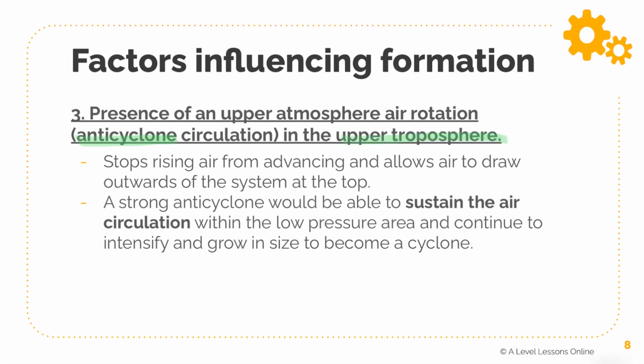So this is basically above the actual cyclone that is being formed. This actually stops rising air from advancing and allows air to draw outwards of the system at the top. So think of it like an anticyclone. It's like a barrier that is being formed above the cyclone itself. So this would help to sustain the air circulation within the low pressure area and continue to intensify and grow it in size to become an actual cyclone.